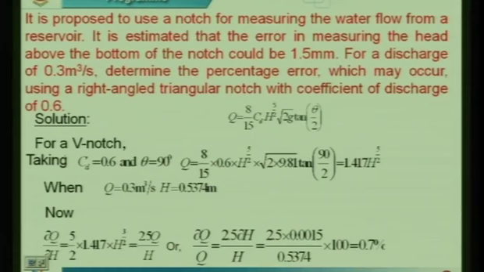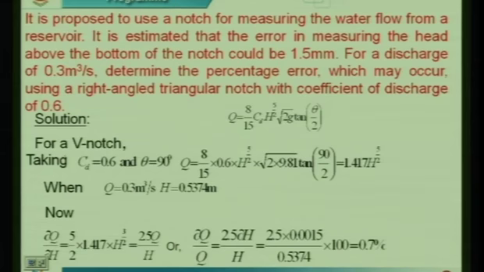Let us start with another problem. It is proposed to use a notch for measuring the water flow from a reservoir. It is estimated that an error in measuring the head above the bottom of the notch could be 1.5 mm. For a discharge of 0.3 meter cube per second, determine the percentage error which may occur, using a right angled triangular notch with coefficient of discharge of 0.6.